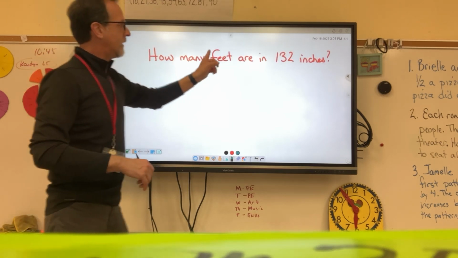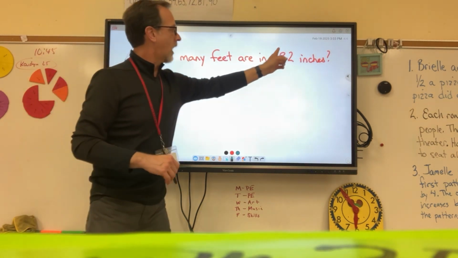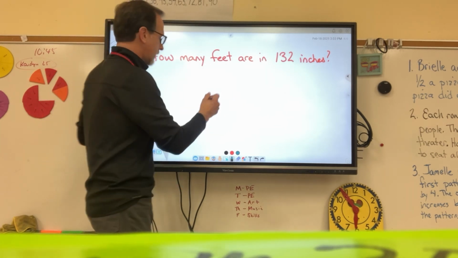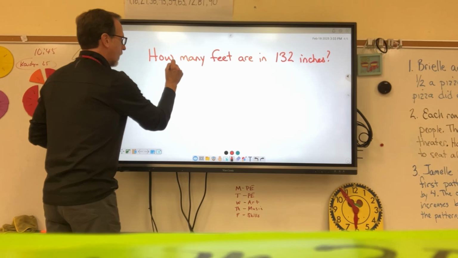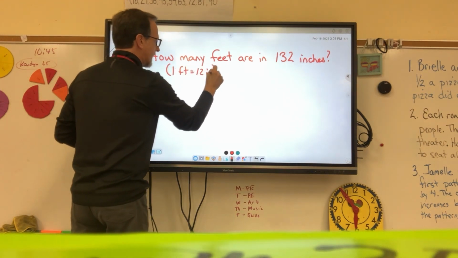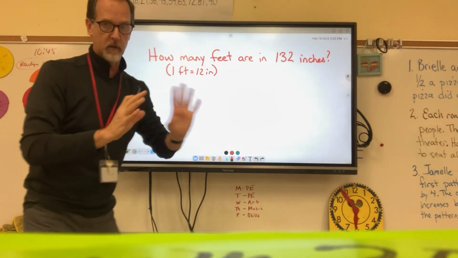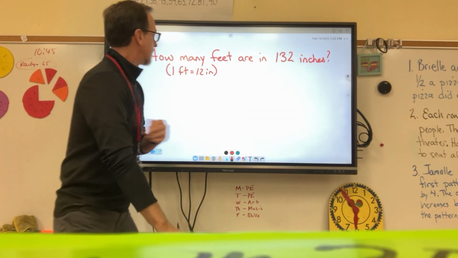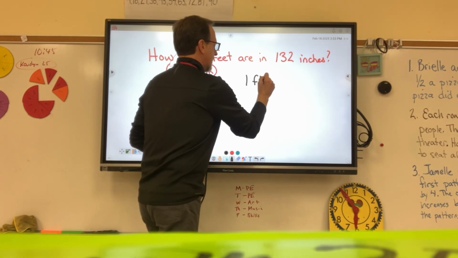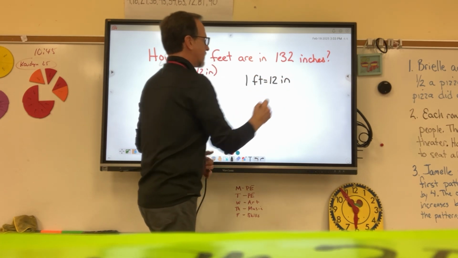Okay? How many feet are in 132 inches? Now again, 1 foot is equal to 12 inches. We get that first. You're going to have the conversion there for you. Okay? So we're going to write that down. 1 foot equals 12 inches.